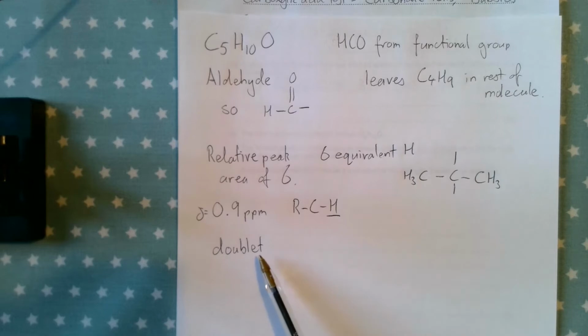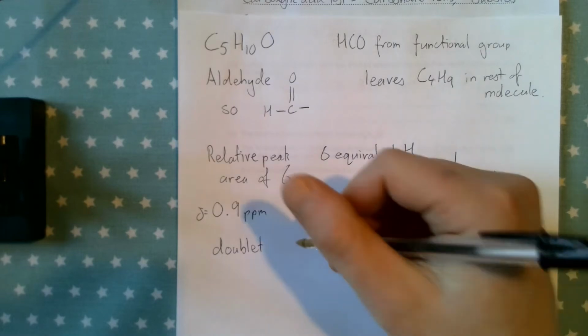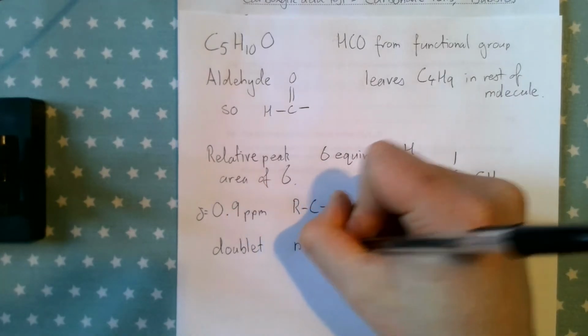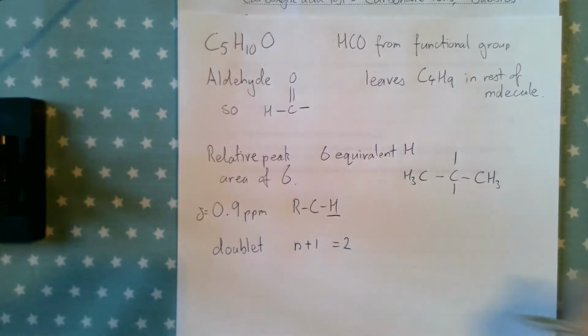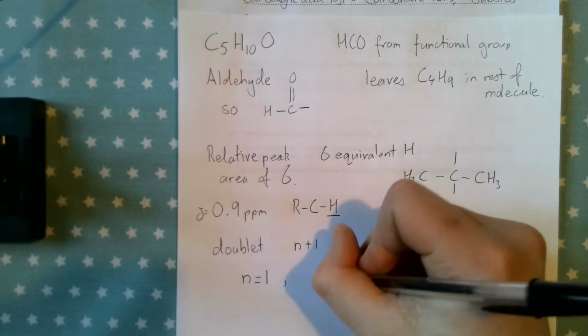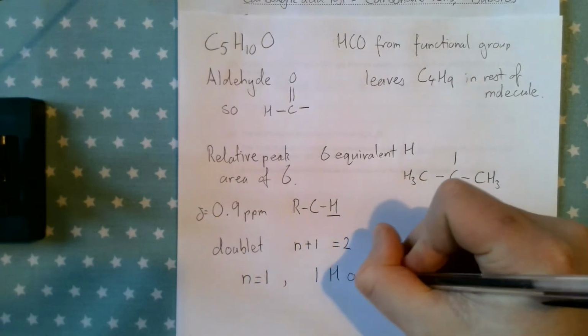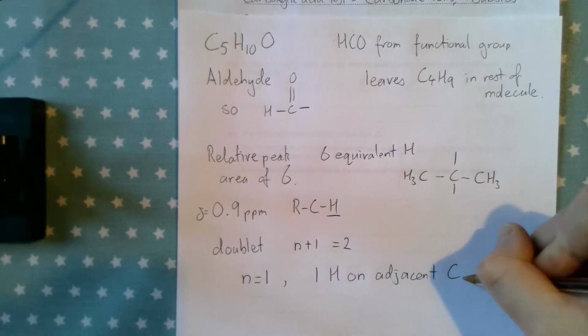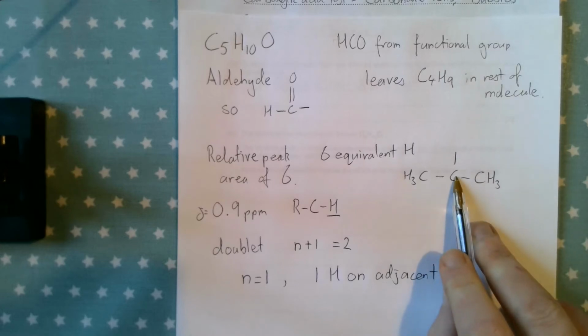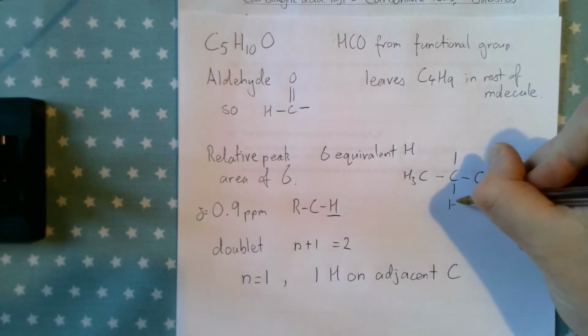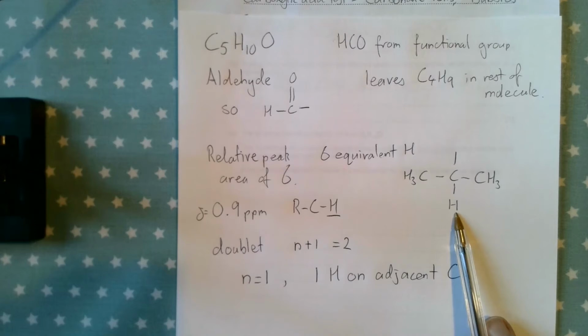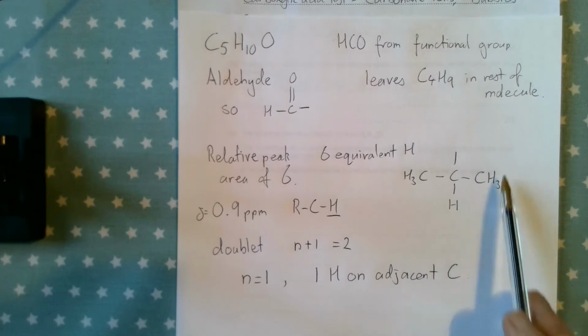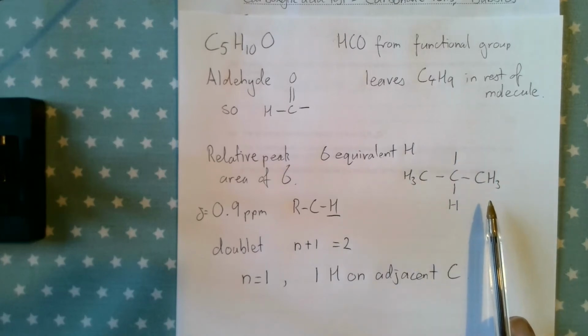Now we're going to look at the splitting. The doublet means that n plus 1 equals 2, so n equals 1. Now we need to state what that is. We need to show that we know exactly what that means. So that means there's one hydrogen on the adjacent carbon. So here is the adjacent carbon, and so there can only be one hydrogen here. Now at this point in the mark scheme, doing all this will have got you 2 marks.